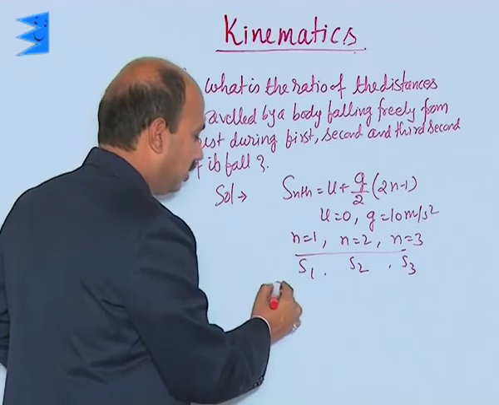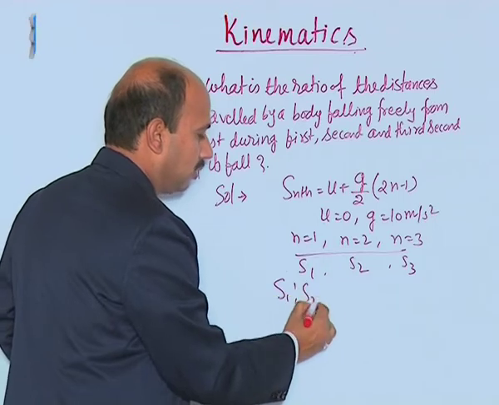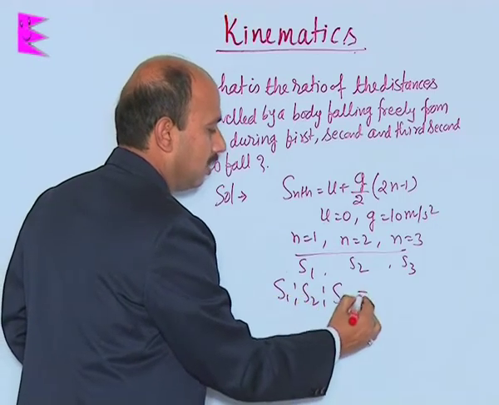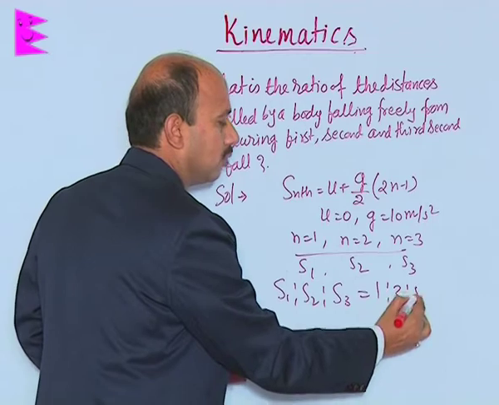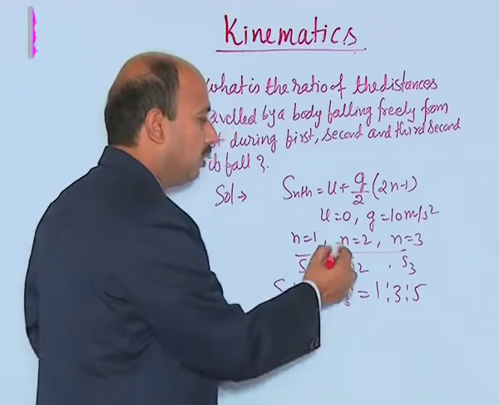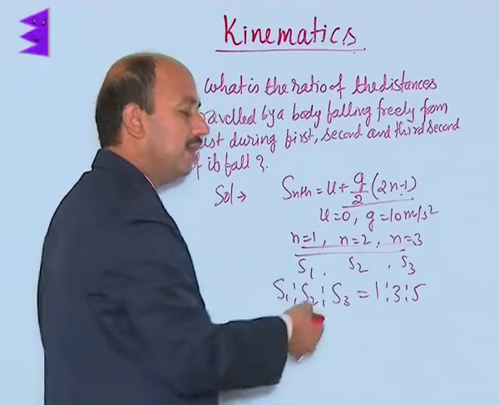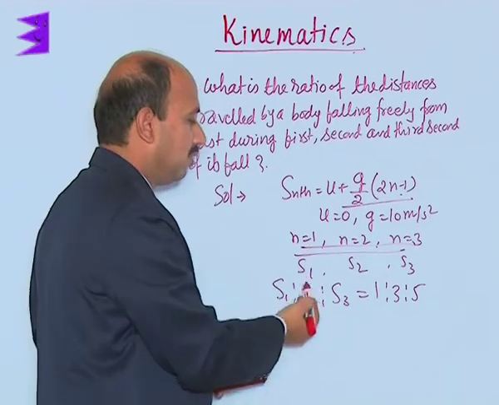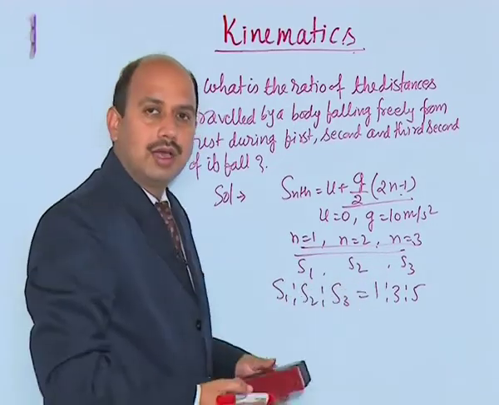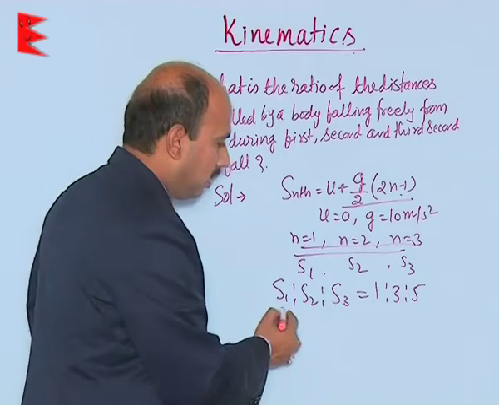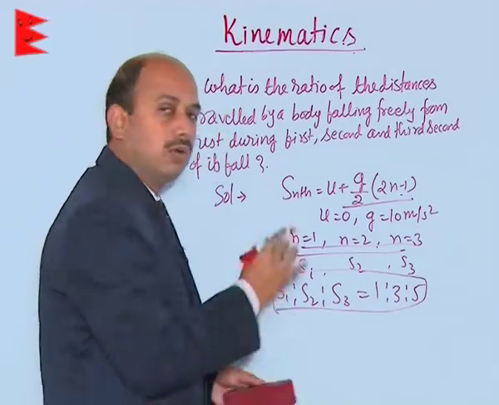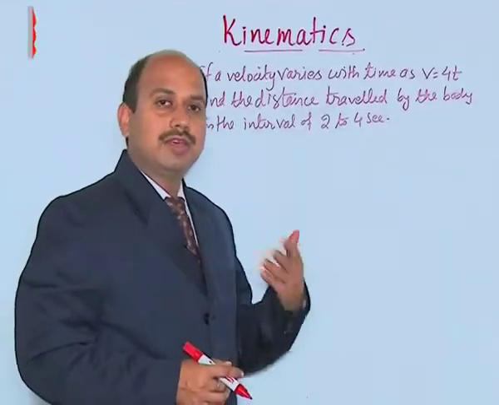If you take their ratios, you will get S1 is to S2 is to S3 equal to 1 is to 3 is to 5. So, you can put these values in this formula, get the distances S1, S2 and S3 and take their ratio. So, the answer will be 1 is to 3 is to 5. Now, see the next example.